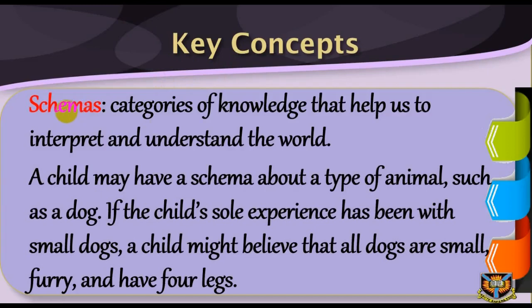For example, a child may have a schema about a type of animal, such as dog. If the child's sole experience has been with small dogs, a child might believe that all dogs are small, furry, and have 4 legs. Suppose then that the child encounters a very large dog. The child will take in this new information, modifying the previously existing schema to include this new information.